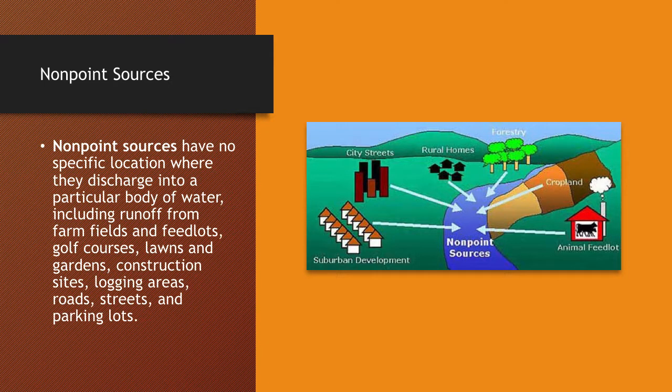In contrast, non-point sources of water pollution are diffuse, having no specific location where they discharge into a particular body of water. They are much harder to monitor and regulate than point sources because their origins are hard to identify. Non-point sources include runoff from farm fields and feedlots, golf courses, lawns and gardens, construction sites, logging areas, roads, streets, and parking lots. To this day, we have not been effective at dealing with the multitude of non-point pollution sources.